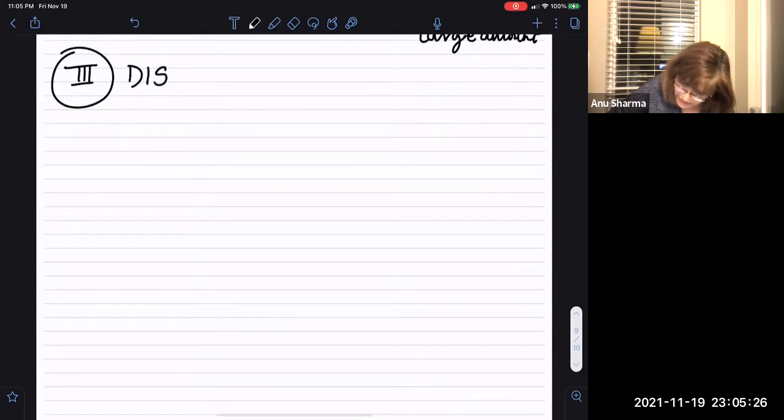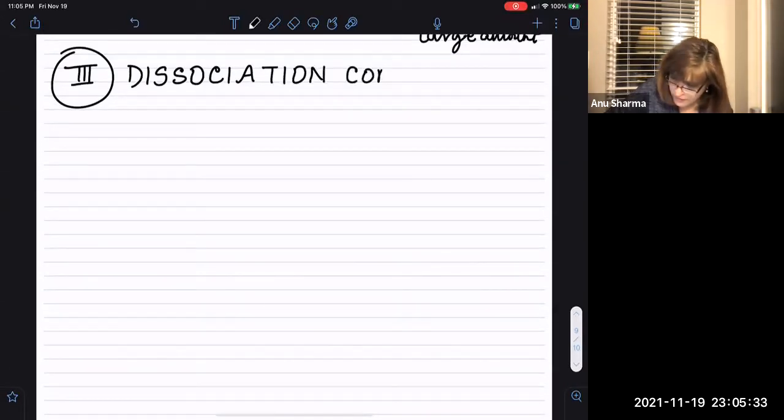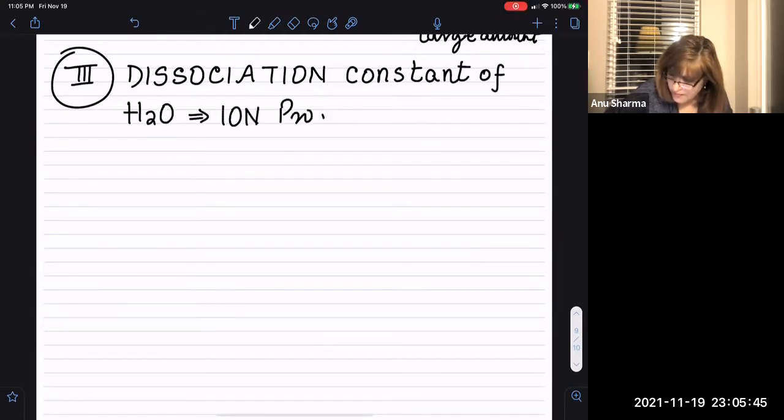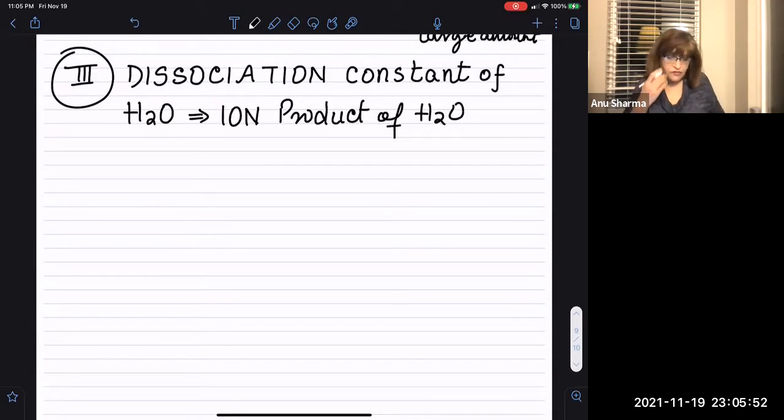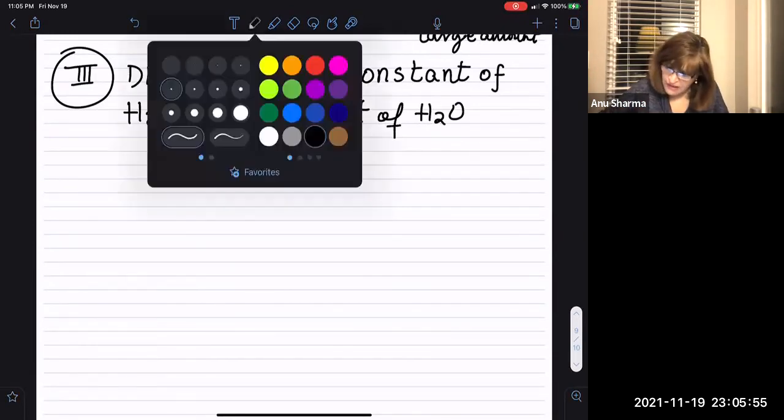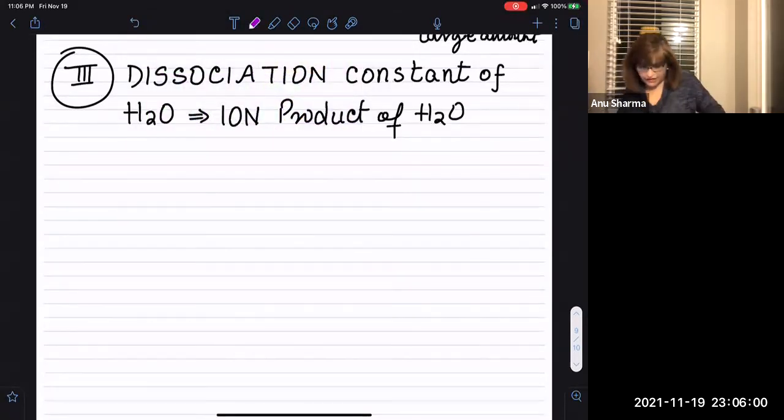So just like the acids, the dissociation constant of water. Okay, and this is also called the ion product of water. All right, so here the same thing happens as for the acids and bases, but here's a very interesting thing.